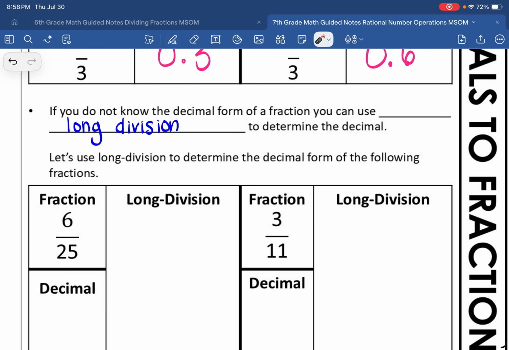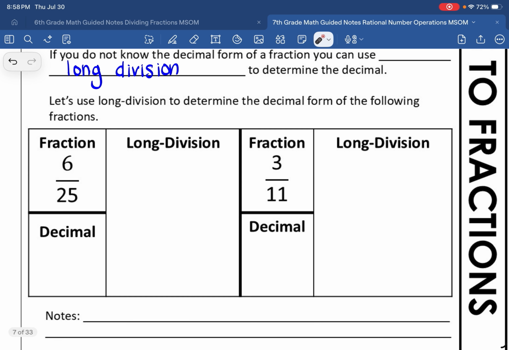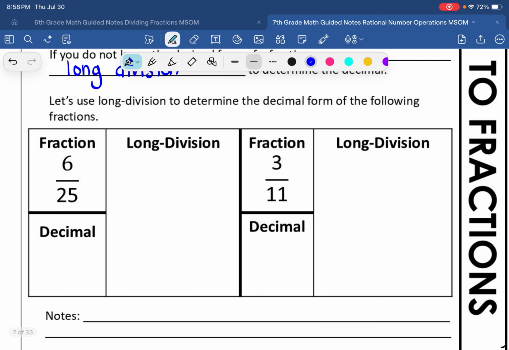If you do not know the decimal form of a fraction, you can always use long division to determine the decimal. Let's use long division to determine the decimal form of the following fractions. So we have 6 over 25. So let's divide 6 divided by 25. 25 will not go into 6, so I need to add a 0, but let's add my decimal and write it straight up so I don't get confused that there's a decimal there.